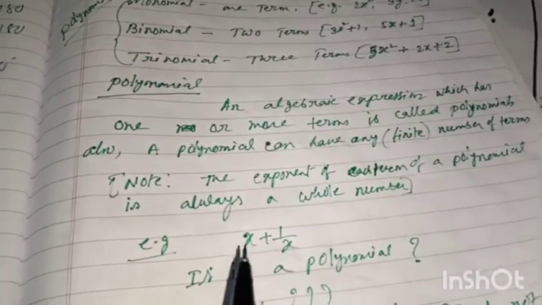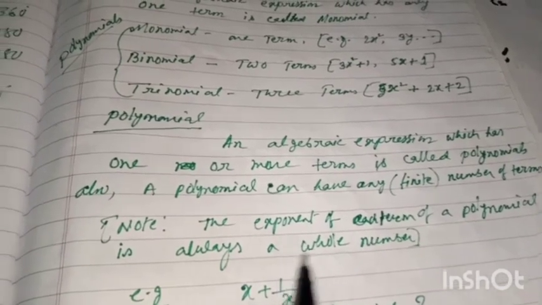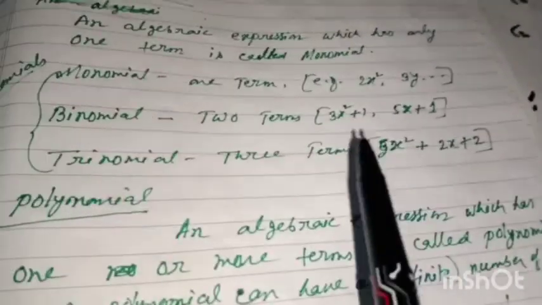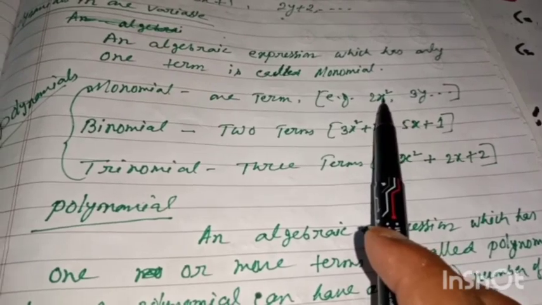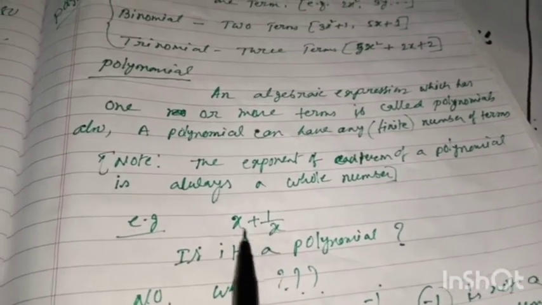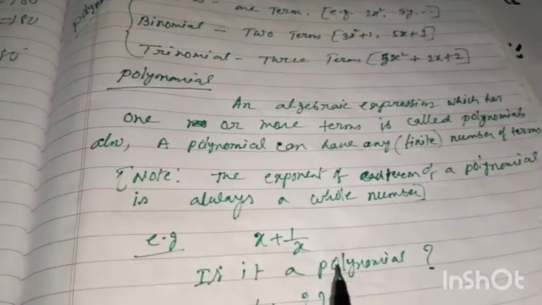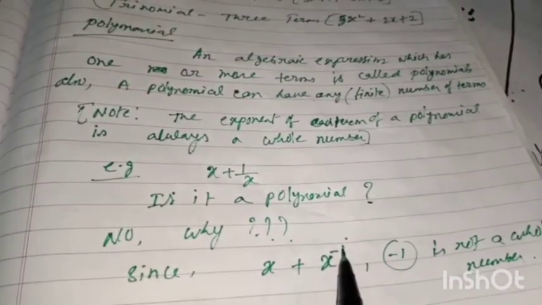Now, note one important thing: the exponent of each term of a polynomial is always a whole number. Exponent, see. For example, you can see this example. What is the exponent? Means we can say the power of x, what? 2. It is a whole number, see. For example, I have given an example here. Suppose x plus 1 by x. How many terms are here? You can say 2 terms. Is it a polynomial? Can you say it is a binomial? I am writing no. Why? Why is it no? See, 1 by x means what? From the laws of exponents you learned in chapter 1, 1 by x means what? x to the power what?